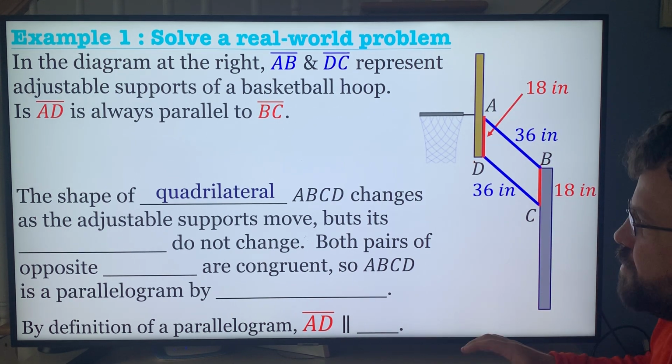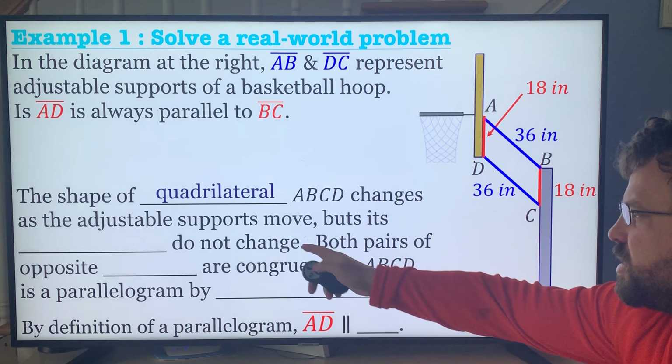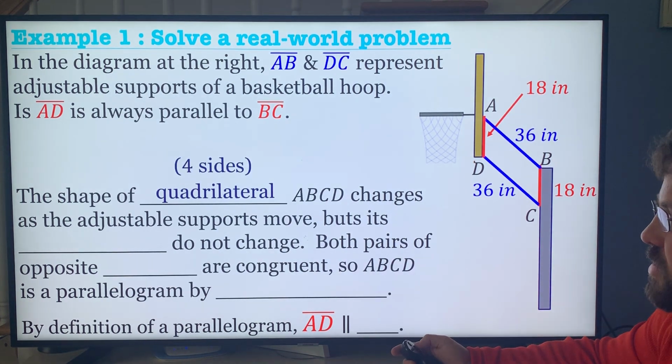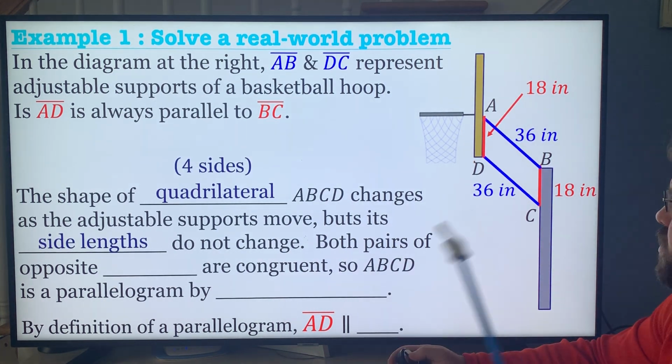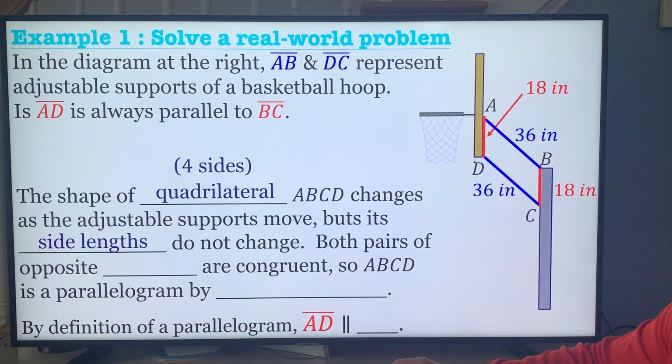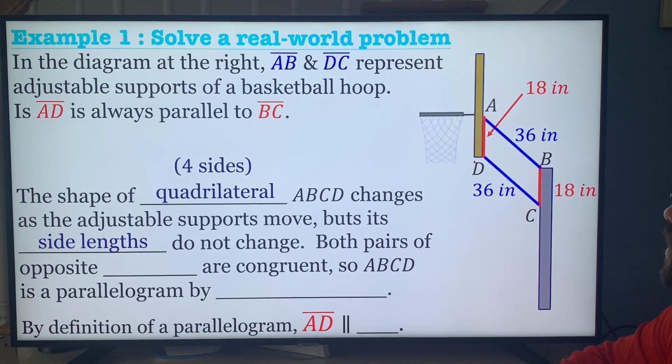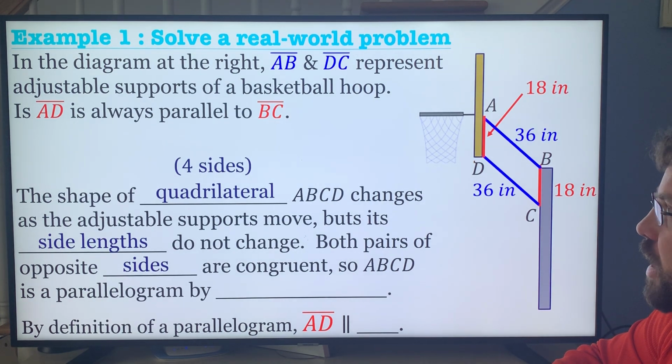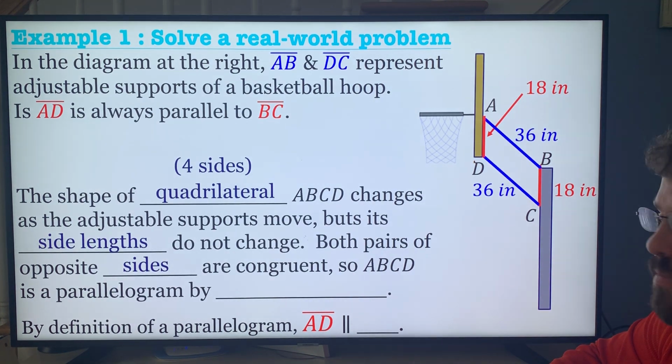All right, so I just gave you the answer. The angles do change. The side lengths, oops, duh, do not change. Both pairs of opposite sides are congruent. What is shown? The opposite sides are congruent. So ABCD is a parallelogram by which theorem that says opposite sides are congruent?